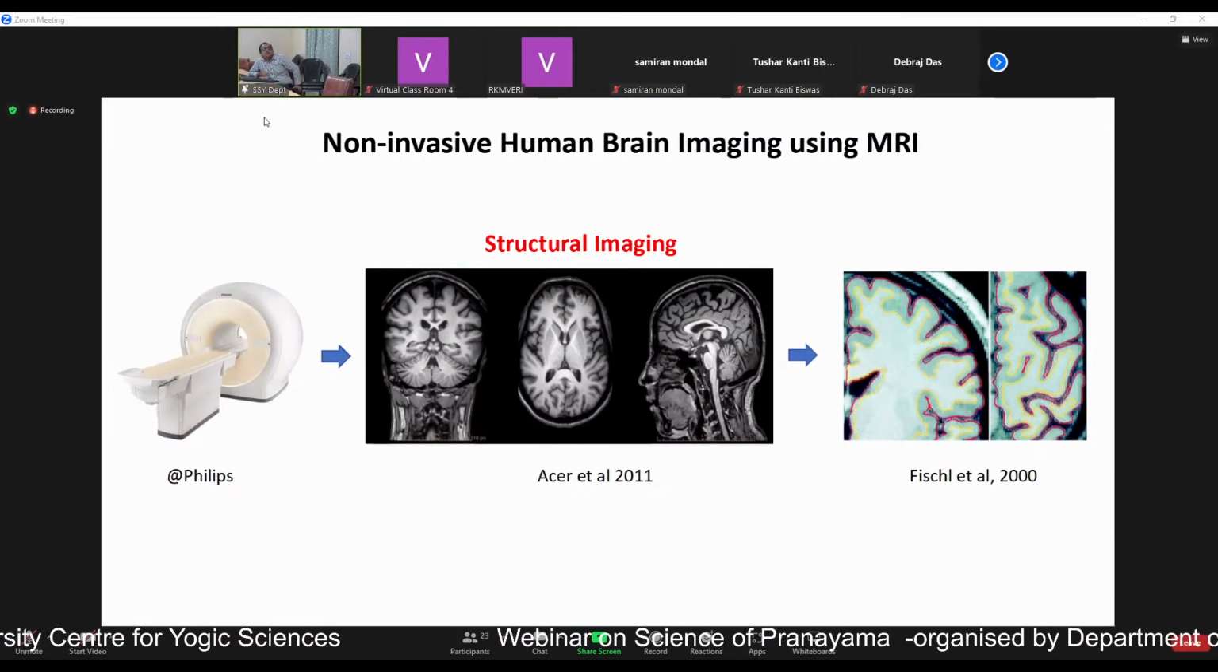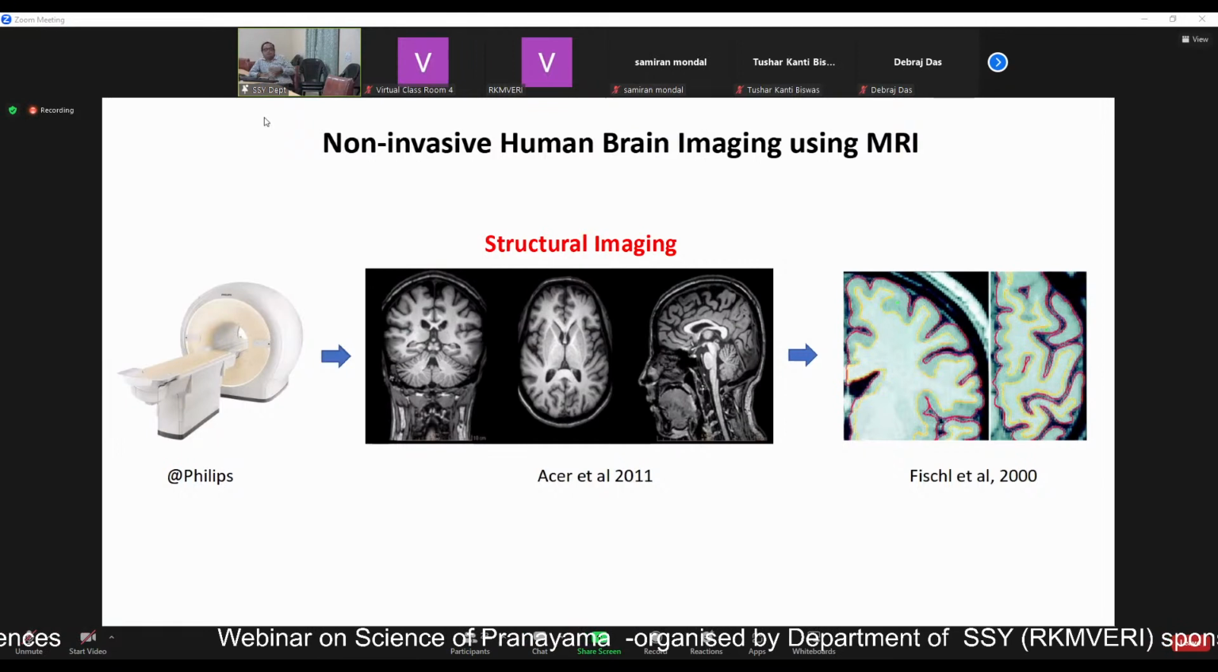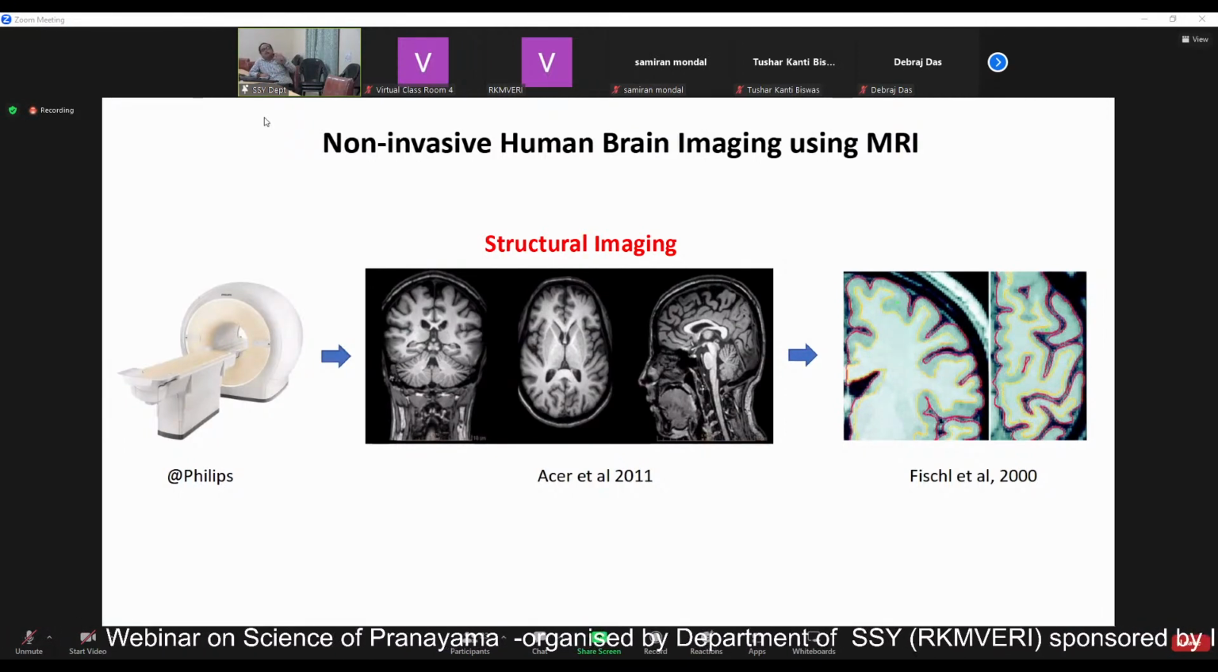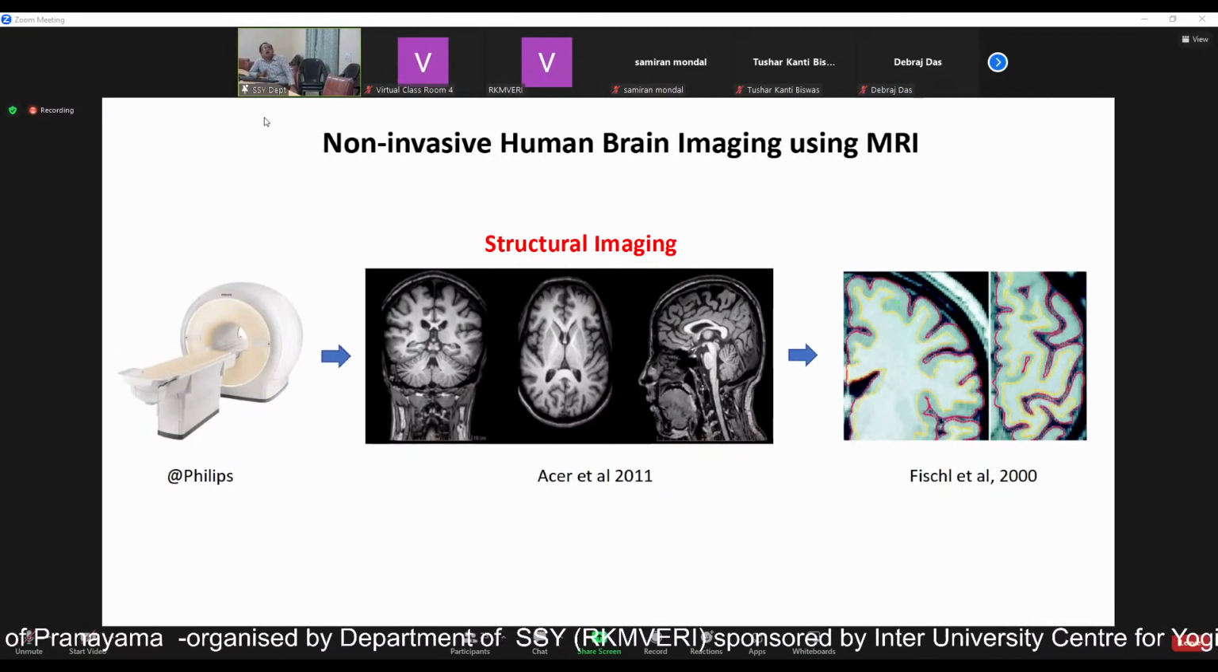On the left-hand side, you can see an MRI scanner. People generally lie down on that table and the table goes inside, and the round thing you can see is basically an electromagnet. Using different techniques, we can get different types of brain images. We can study different aspects of brain structure, brain function, and many more things. But today I will mainly talk about brain structure and function.